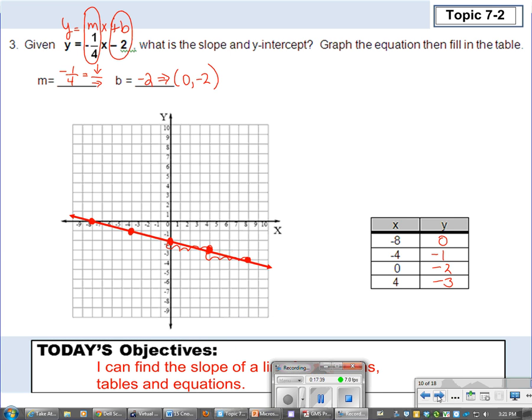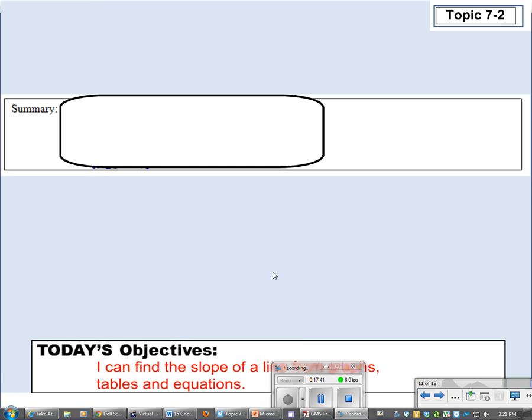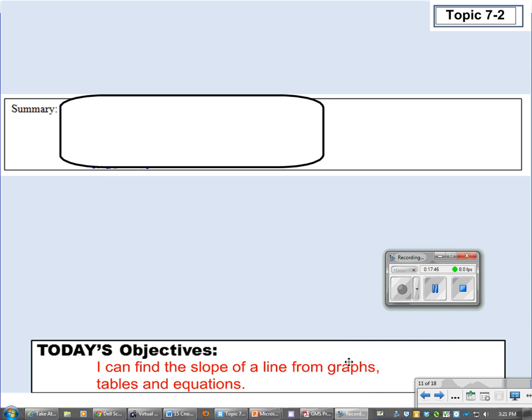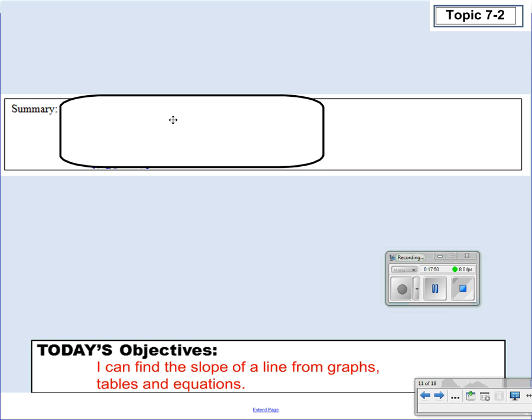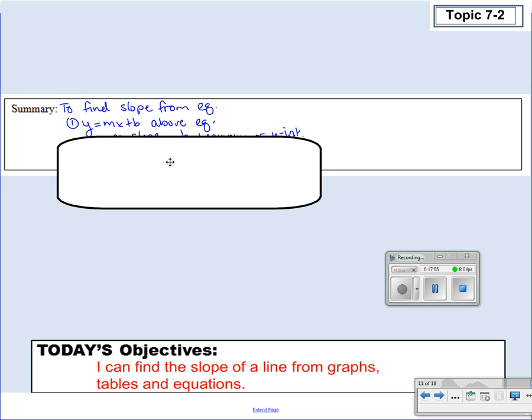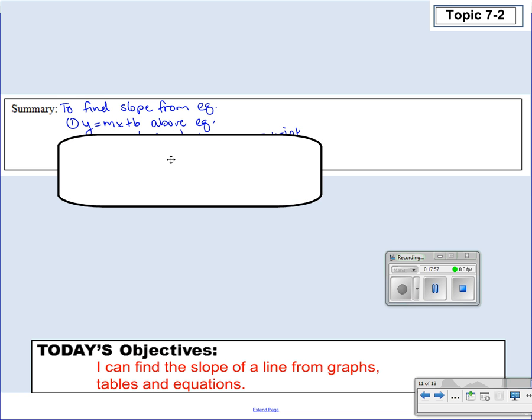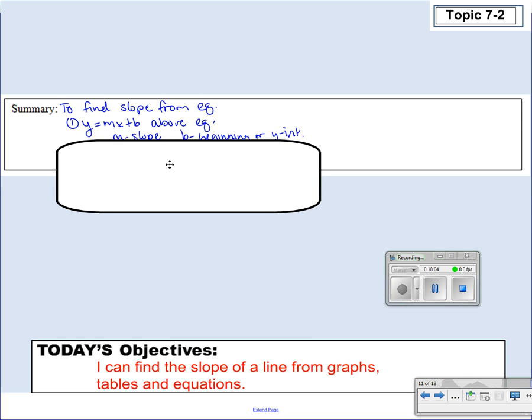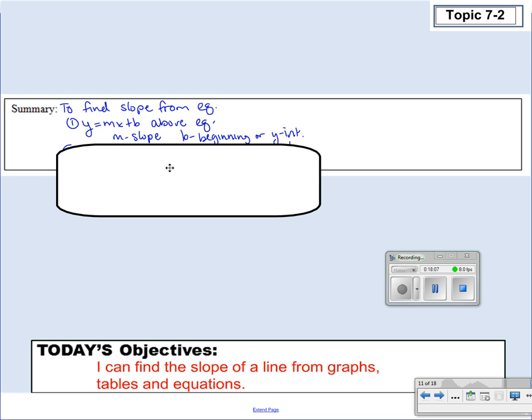Our final task with our notes is let's summarize what we learned today. In previous lessons, we found the slope from graphs and tables. Today's lesson, we found the slope from an equation. So to summarize, in order to find the slope from the equation, the first thing we did was we wrote y equals mx plus b above the equation or below the equation. When you write it above or below the equation, then you know your m represents the slope and b represents the y-intercept or the beginning.